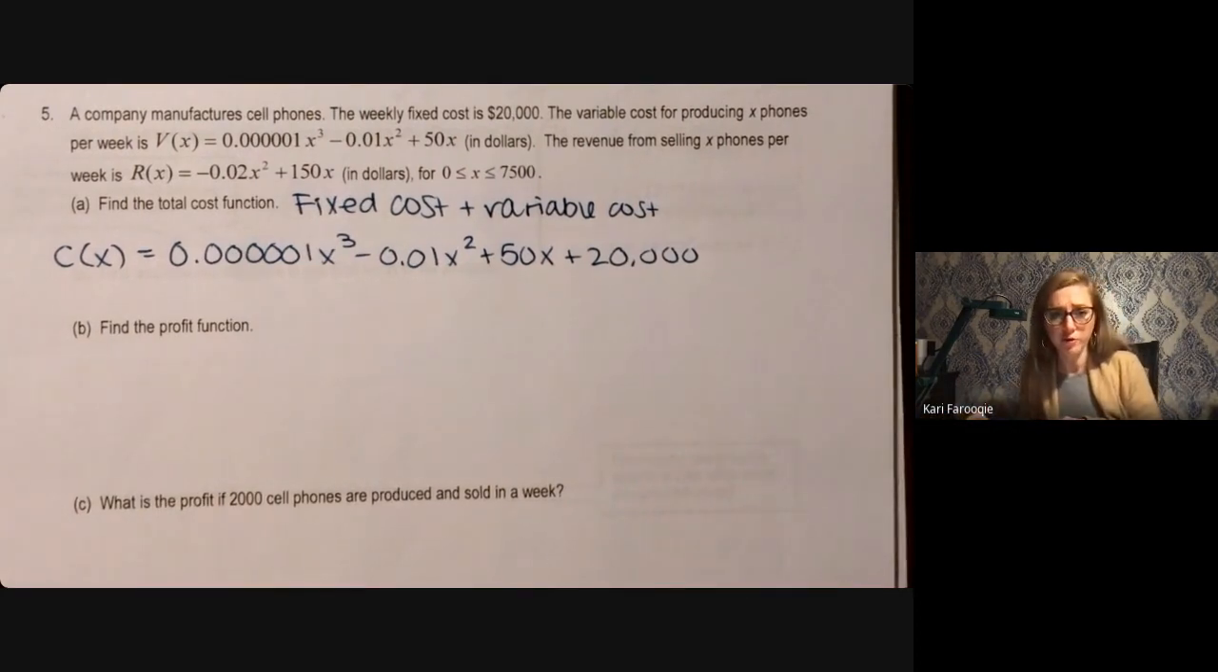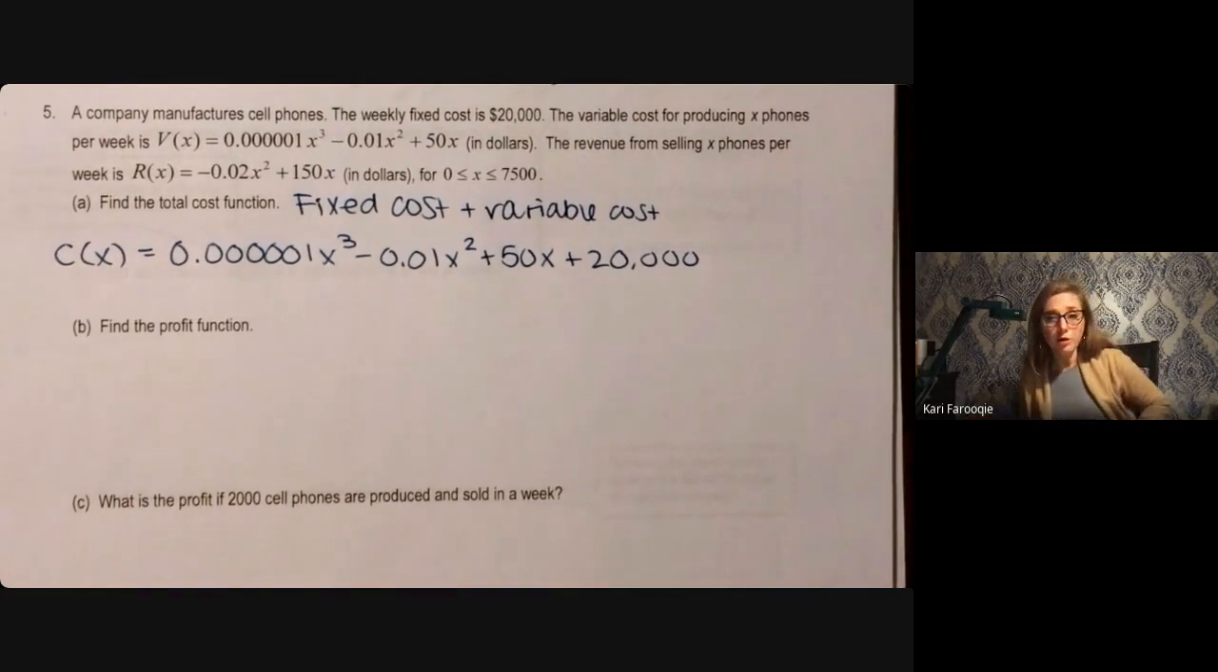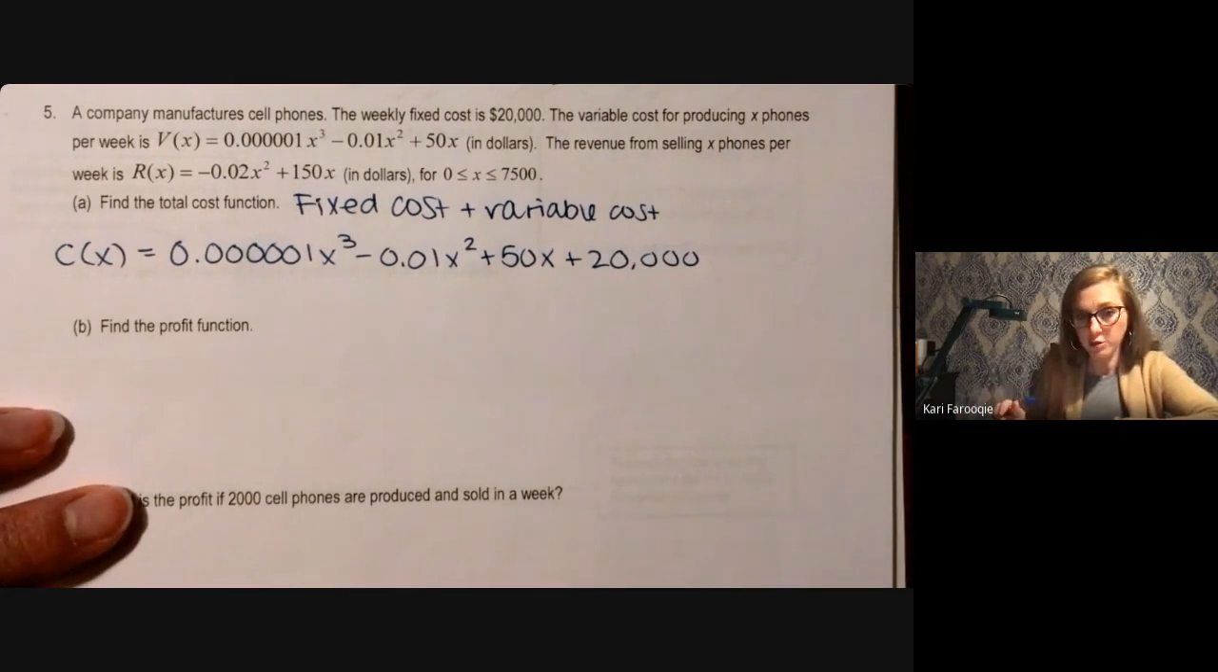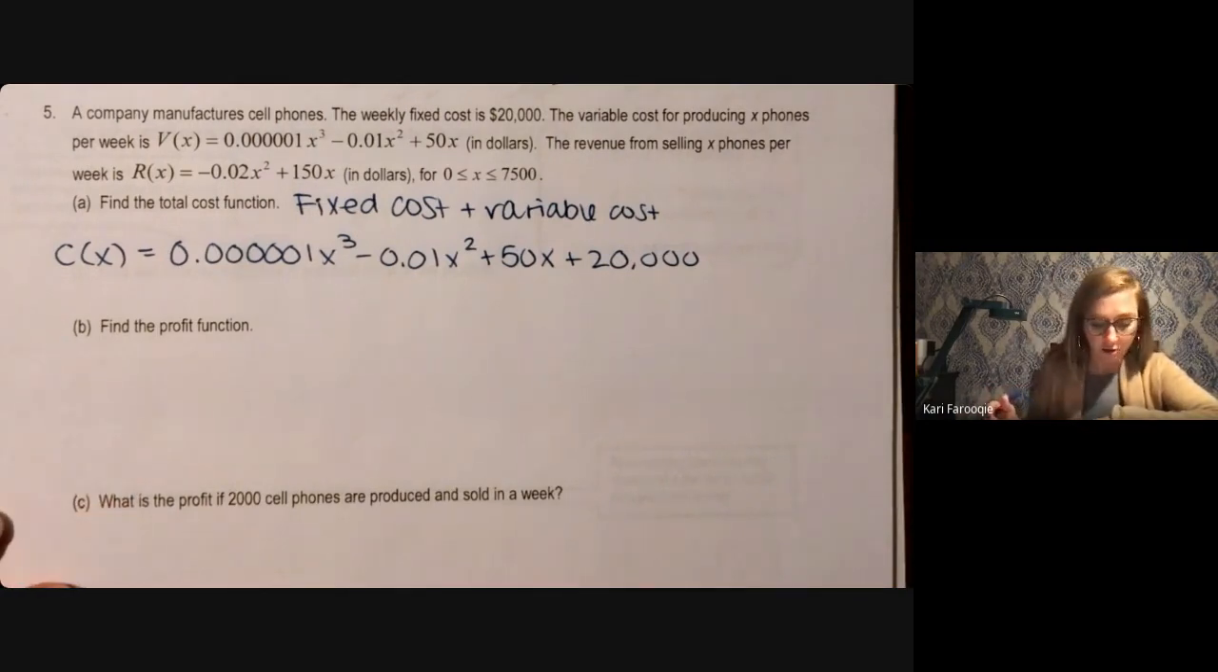Find the profit function. The profit and the revenue are not the same. The revenue is the amount of money you're bringing in for selling those phones. But remember, you still have to pay to make the phones, and you still have to pay your fixed costs. You got to pay your employees. So you're not just pocketing all the money. You have to think about the revenue taking away the cost.